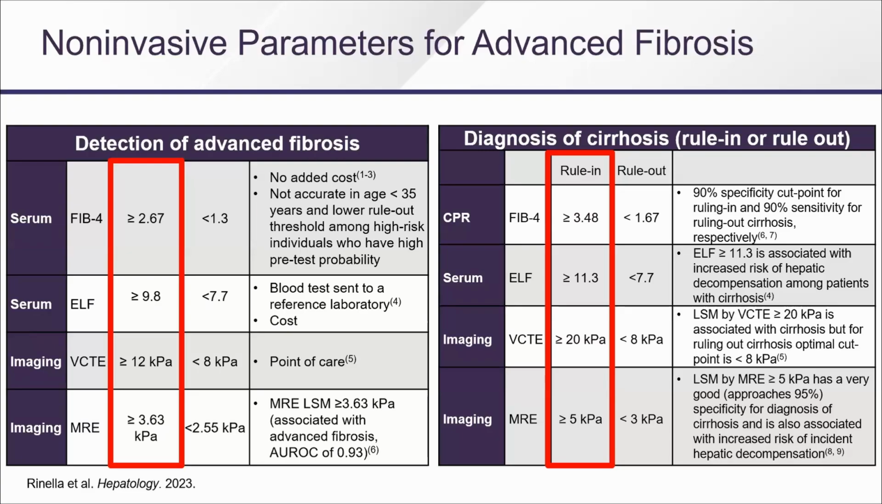And similarly, an ELF over 10. So for ELF, it's 8 and 10. For FibroScan, it's 8 and 12. But you should sort of know where these are.